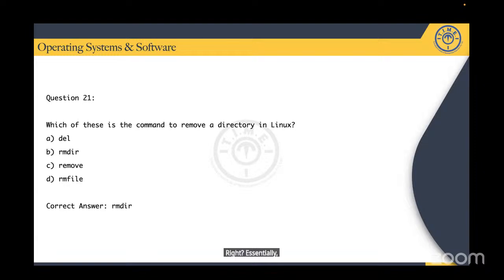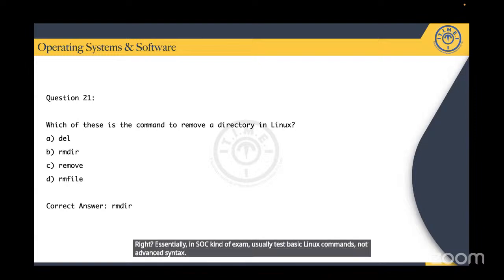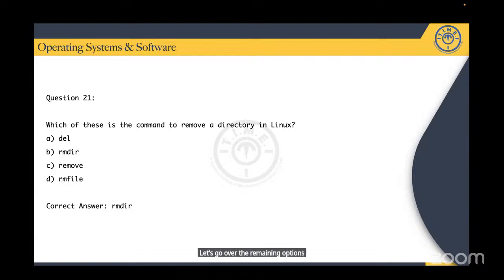Essentially, an SSC kind of exam usually tests basic Linux commands, not advanced syntax. Let's go with the remaining options. del, it's a Windows command. Remove, not a valid Linux command. RM file, it is an invalid command. So from this question, you can take two inputs. One is remove directory means RMDIR. Remove file means RM. It is not RM file.